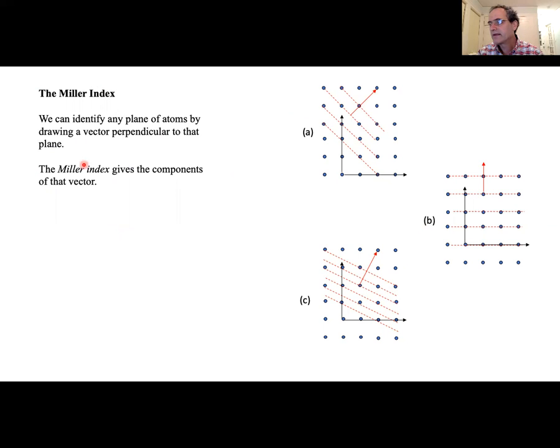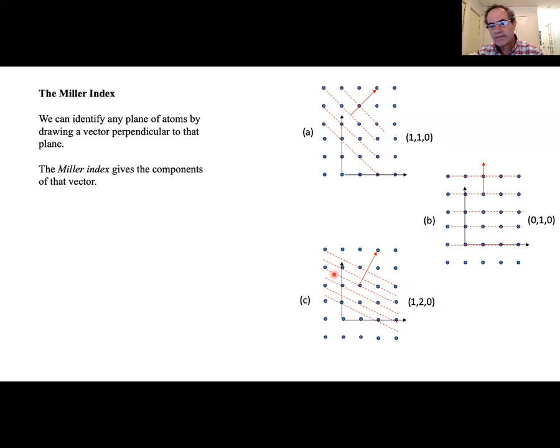So for example, here, in case A, the vector points in the xy direction. So the components of this vector are 1, 1, 0. Okay? Component in the x direction, component in the y direction, no component in the z direction. Of course, this is a two-dimensional drawing. In case B, the Miller index is 0, 1, 0 because the vector just points in the y direction. And in case C, a little more complicated, you can show that the vector is 1, 2, 0. So the Miller index for this plane is 1, 2, 0. Okay?